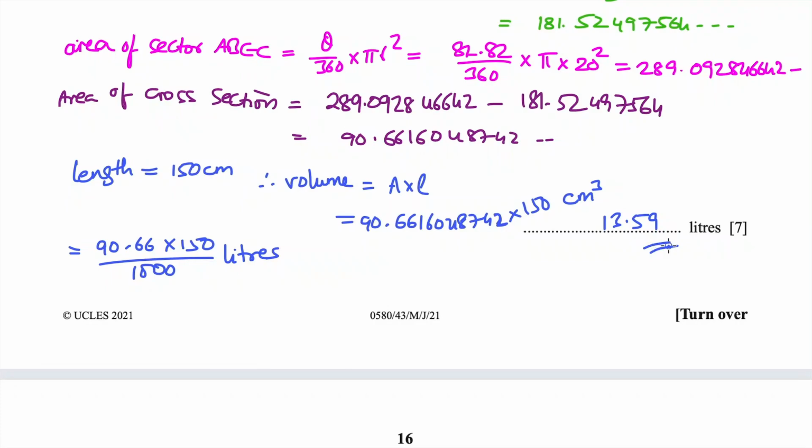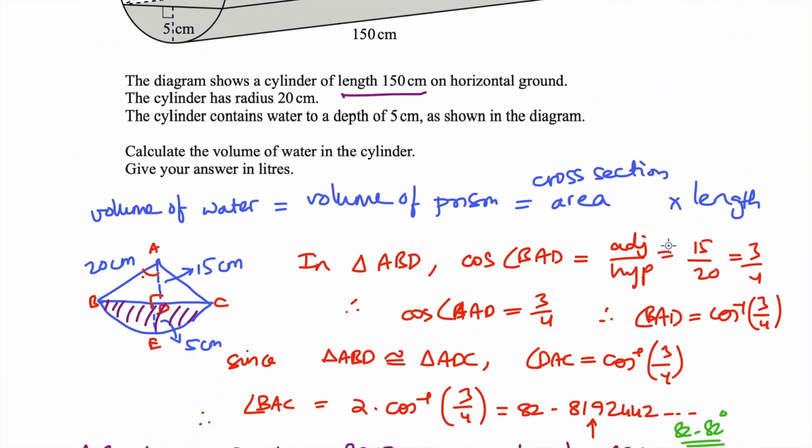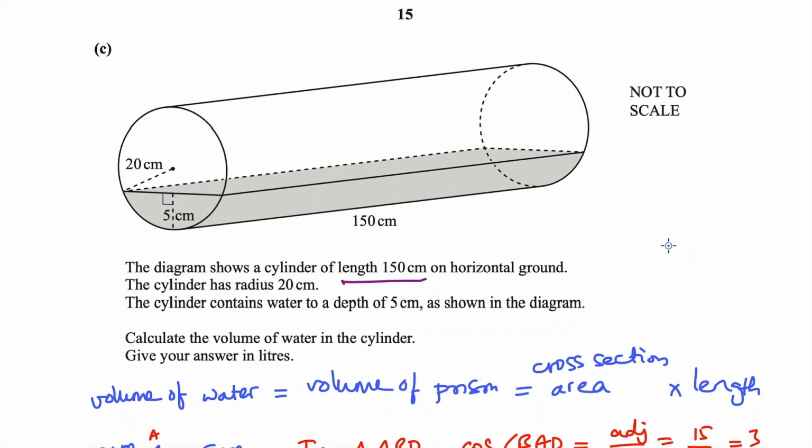So you should recognize in this question, the most important thing is you should recognize that it is a prism, and that you should calculate the area of this cross section. And once you calculate it, you just multiply it with the length to get the volume.